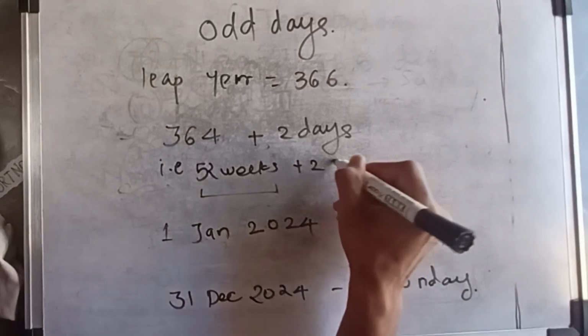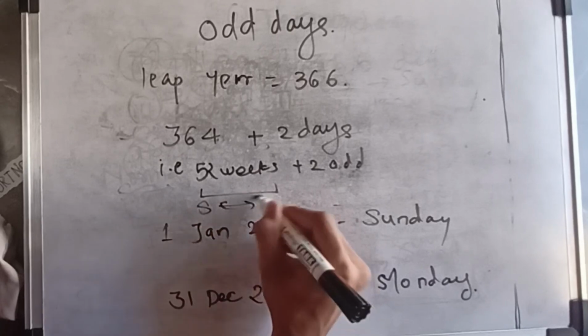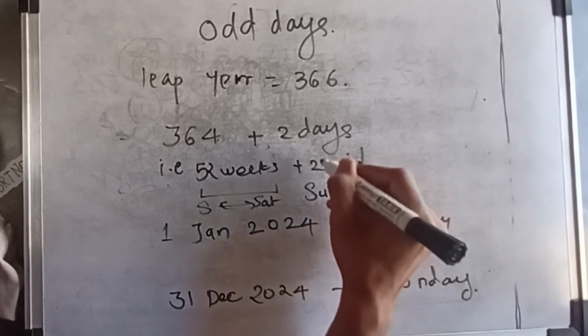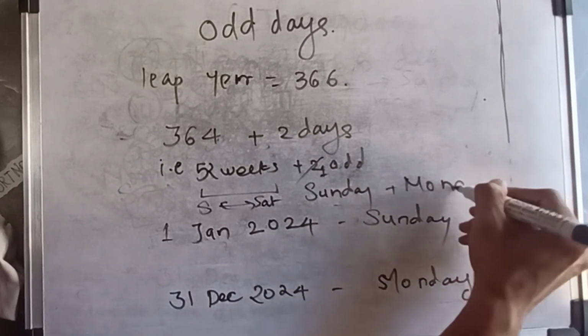Why? Because there are 2 odd days. So we consumed Sunday to Saturday, and now the first day is Sunday. So we got our 1 odd day cut, and now it is on Monday.